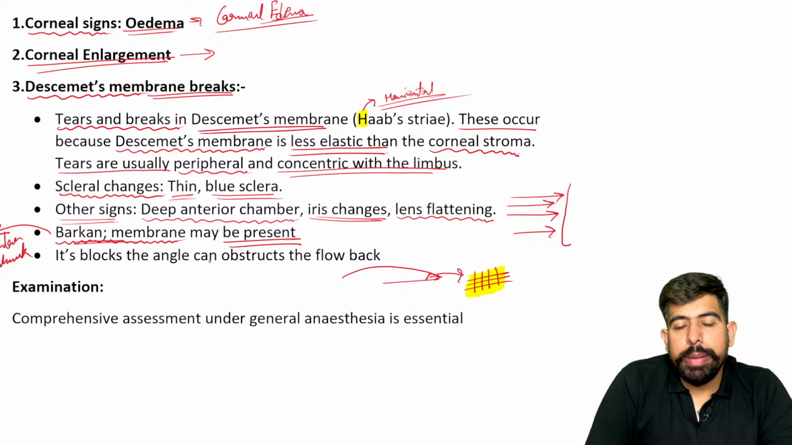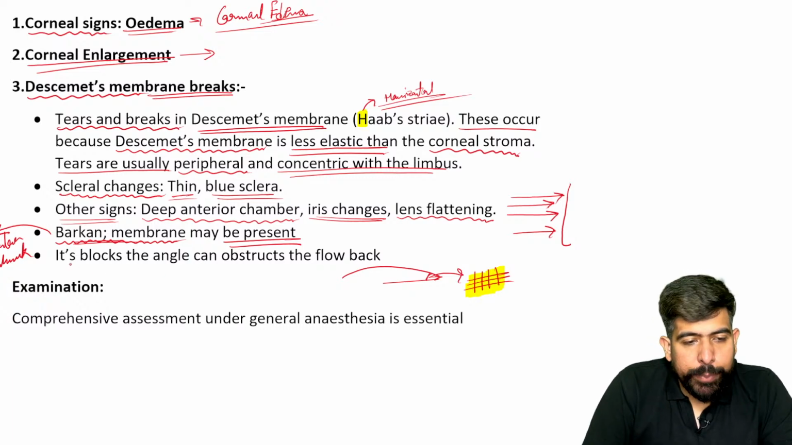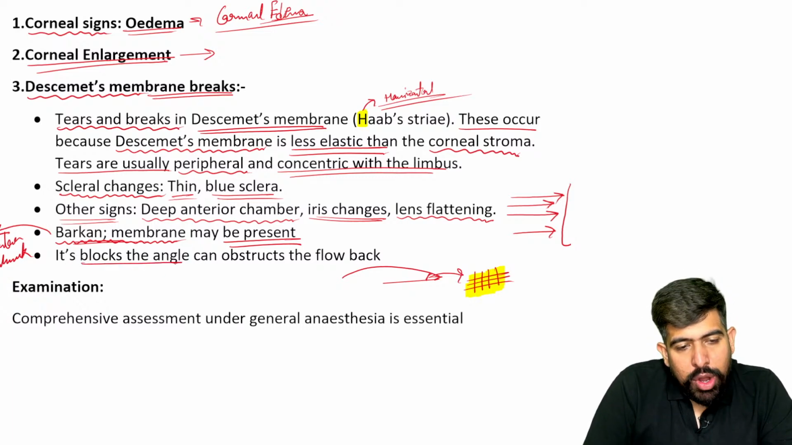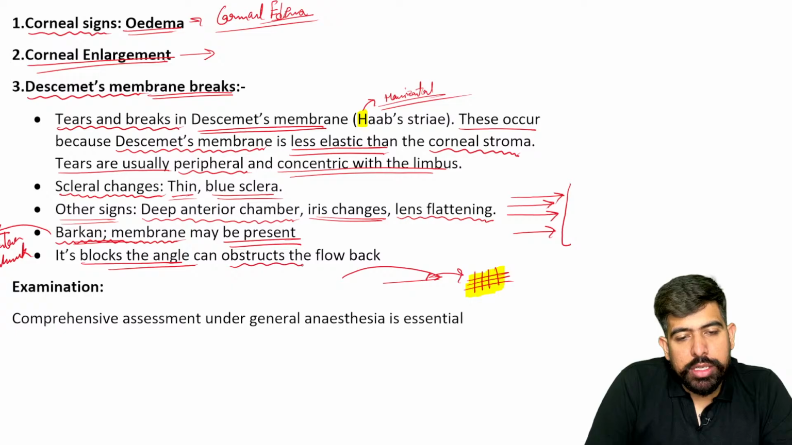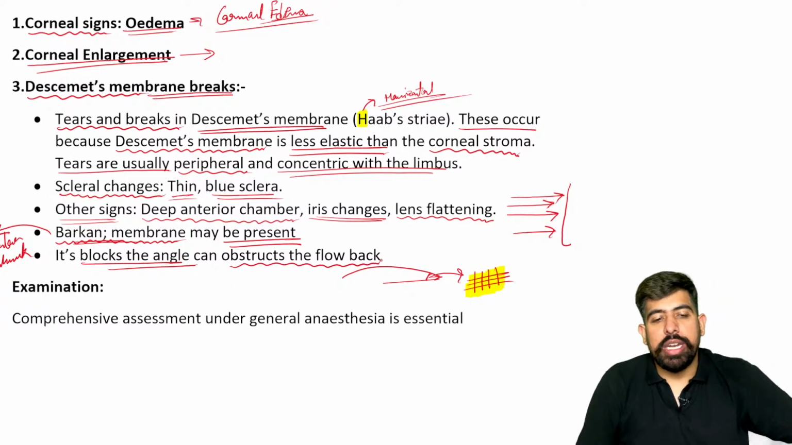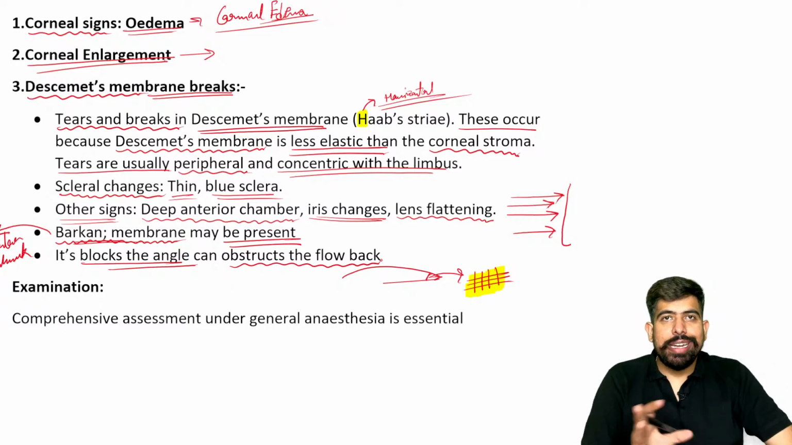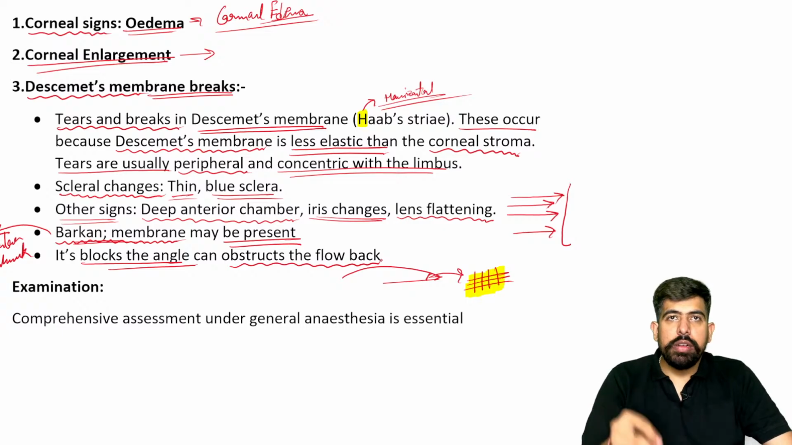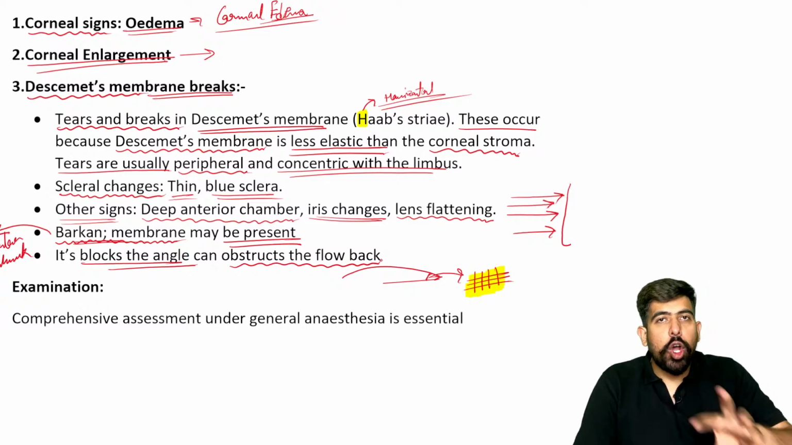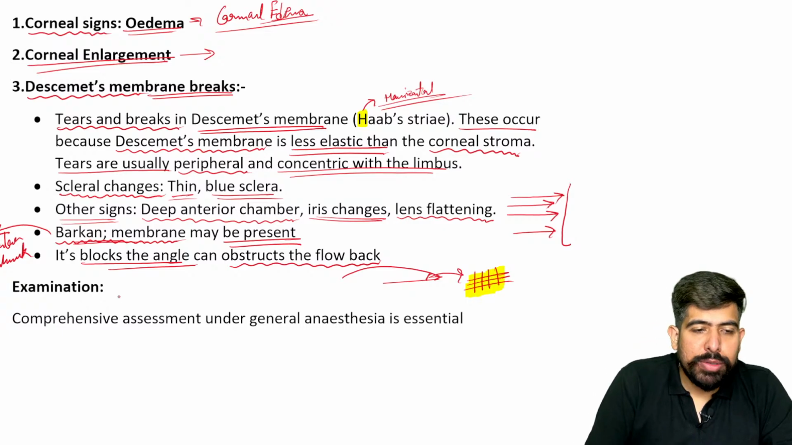Maybe there is a Barkan membrane present over here, and because of this Barkan membrane, it blocks the angle and obstructs the flow back. That's why the aqueous flow which is getting out will be obstructed. This flow will be getting obstructed, right?